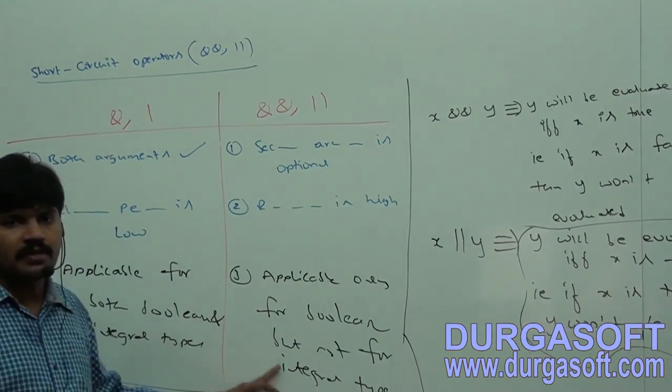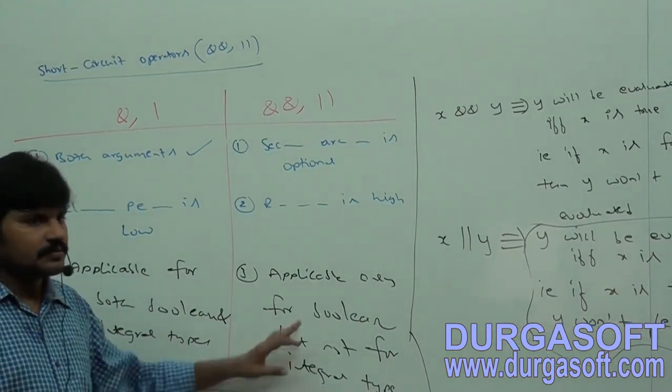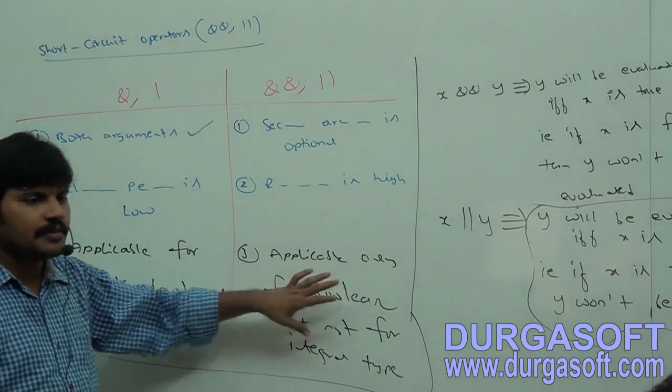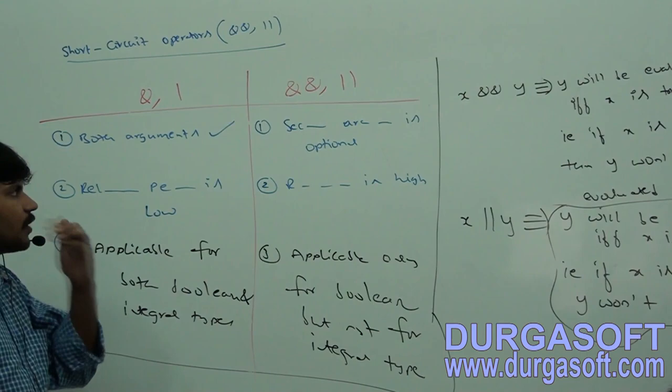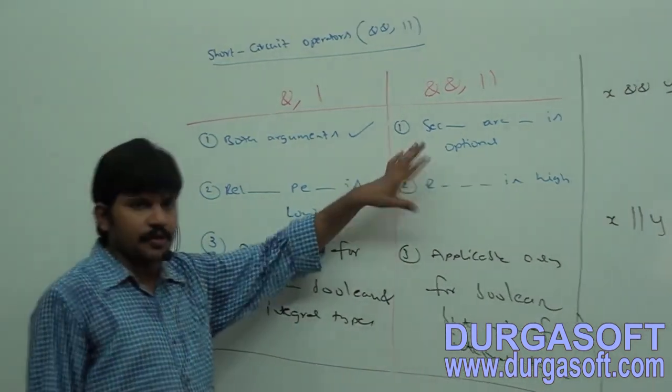Applicable only for Boolean, but not for integral types. That's all. Completed, right? So this is the difference between normal bitwise operators and short circuit operators.